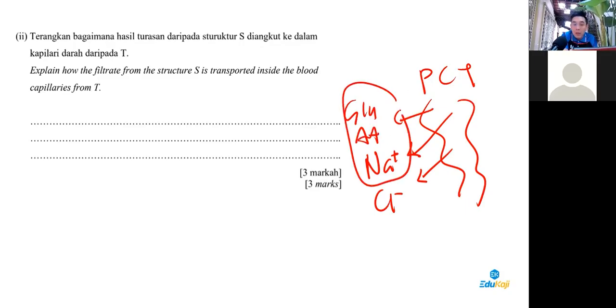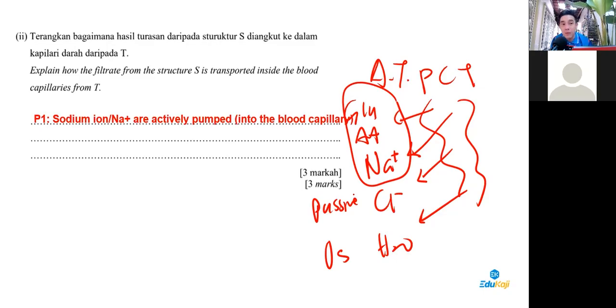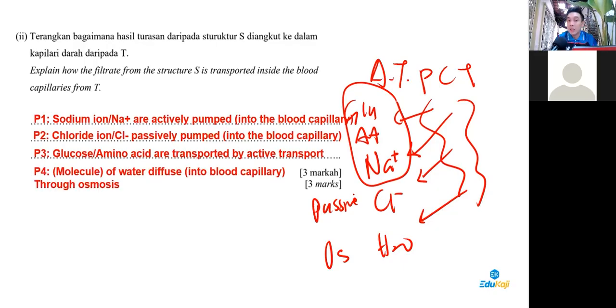But the first 3 are always by active transport. Last thing, water. Water has to be by osmosis. This one is passive transport. So guys, look, sodium ions are actively pumped. Actively pumped means active transport. Chloride, glucose, amino acids, and then water. So nothing tough. It's just a copy-paste kind of question from what you have learned in BAB 13.